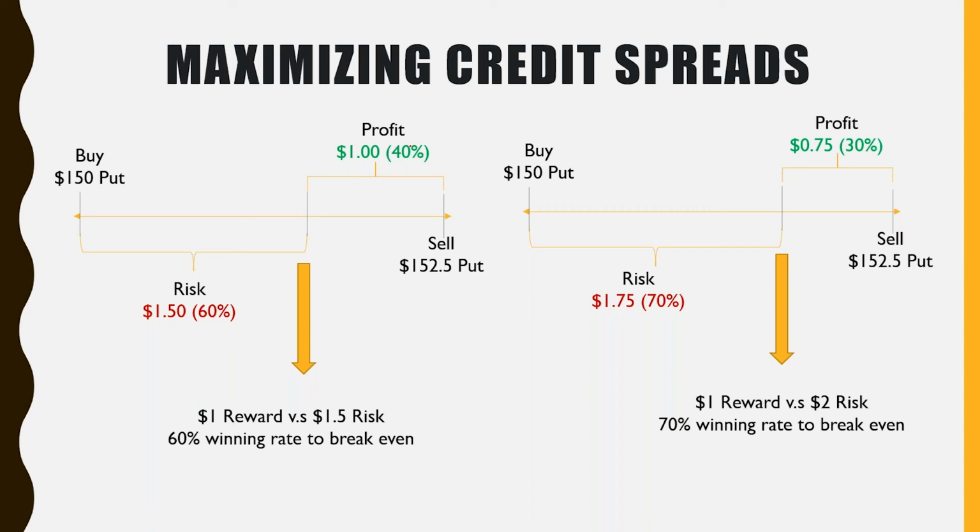We are at 40% because the difference between 150 to 152.50, and that is the $2.50. But we collect $1, so we only risk $1.50. So you only need to win 60% of the time to break even. If we win 70%, 80% of the time, which we do very often here, then at weekly or monthly, you're profitable on a trade.